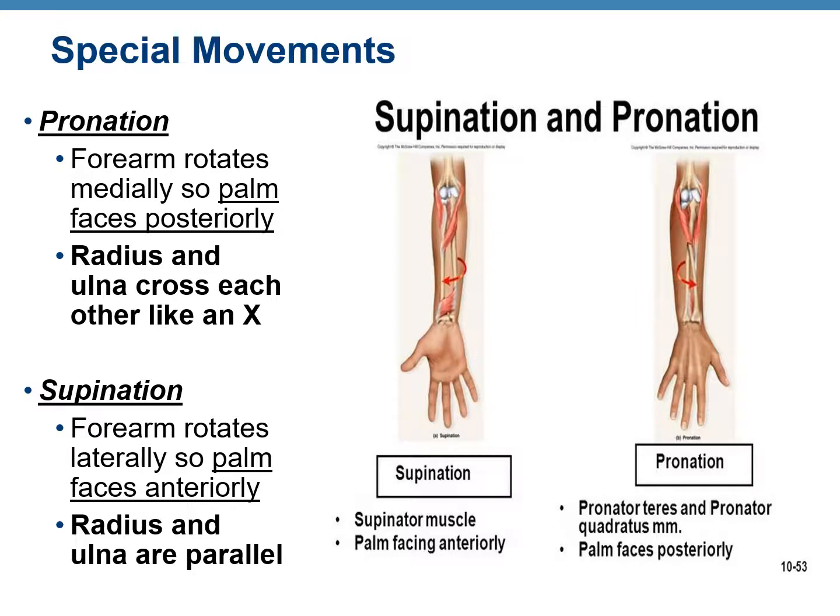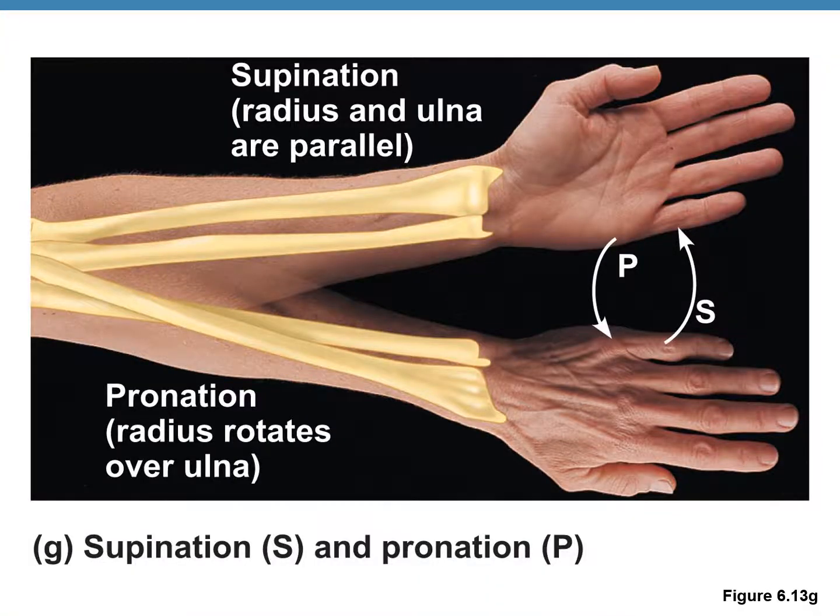Inversion versus eversion. Inversion means turning the sole of the foot medially, while eversion is turning the sole laterally. Pronation versus supination. In supination, the radius and ulna are parallel. The forearm rotates laterally, so the palm faces anteriorly. In pronation, the radius and ulna cross each other like an X. So the forearm rotates medially and the palm faces posteriorly. This figure shows how in supination the radius and ulna are parallel, while in pronation the radius rotates over the ulna.